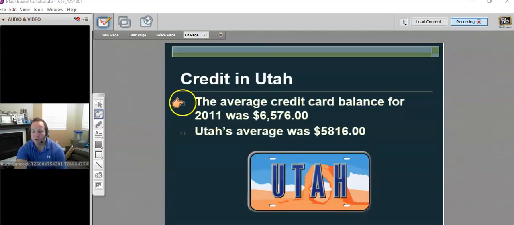Okay, so let's talk about this. The average credit card balance for 2011, now this was a long time ago, was $6,576. And the average in Utah was a little bit less than that, $5,816. That's the average. Most people, just so you know, are making maybe around $3,000 to $7,000 a month, depending on where you're at.